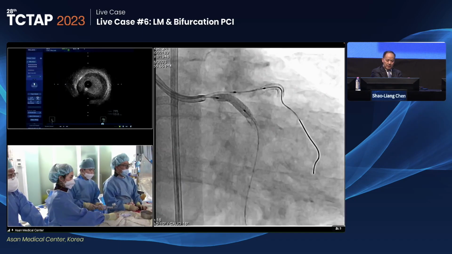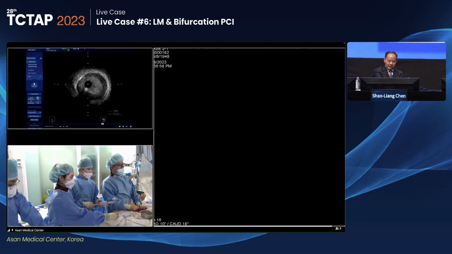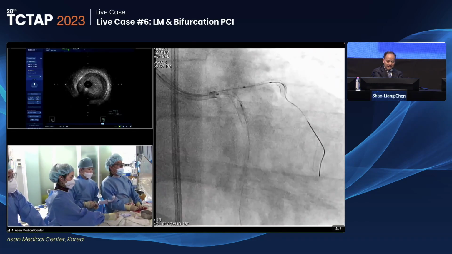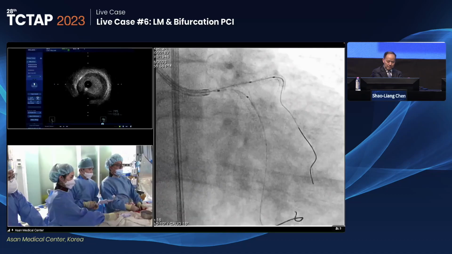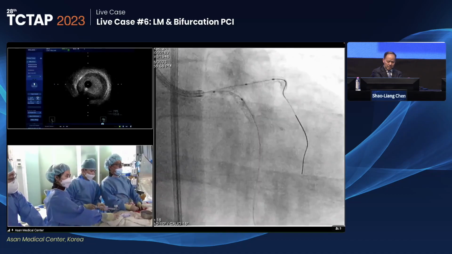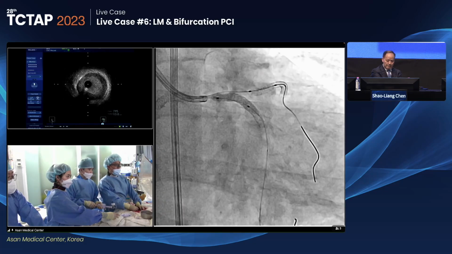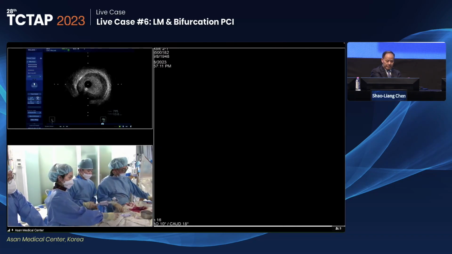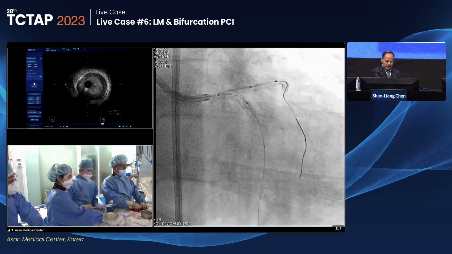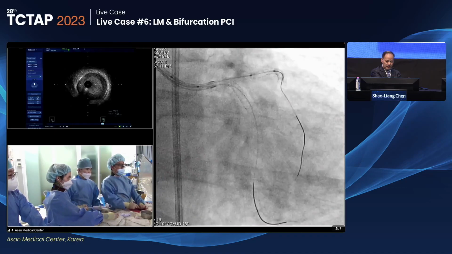22. So how big is the balloon? This is a 3.5 balloon. This is 3.5 NC, no? 22. Okay. You know, it is expanded well, deflate. And here we remove all the side branch balloon and the wire.